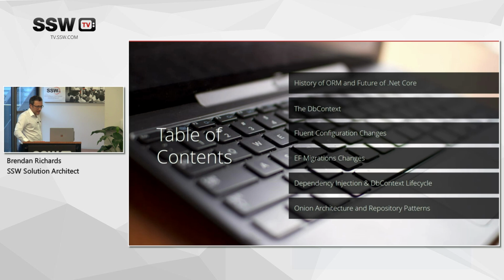And then I'm going to go into more details about things that have changed, changes to the Fluent configuration system, and changes to how you run Entity Framework migrations. I'm then going to go over dependency injection, which is now very important to Entity Framework, and how to manage your DbContext lifecycle. I'm finally going to finish with a few slides and a bit of a talk about onion architecture and repository patterns, knowing full well that not long ago I gave a whole talk on onion architecture, so I'm going to keep that fairly short and just focus on Entity Framework 7 and what's changed. I'll show some slides of where you can find more information a little later.